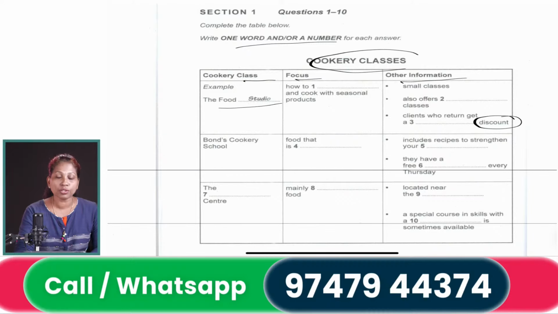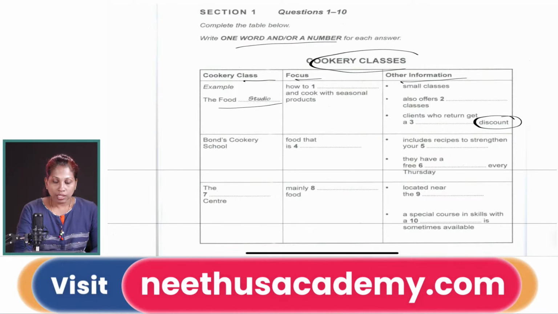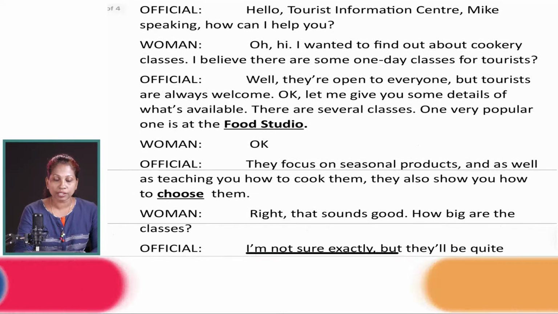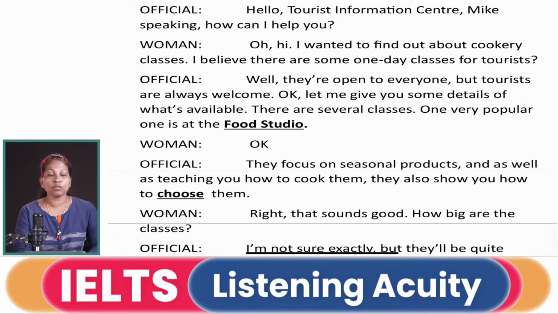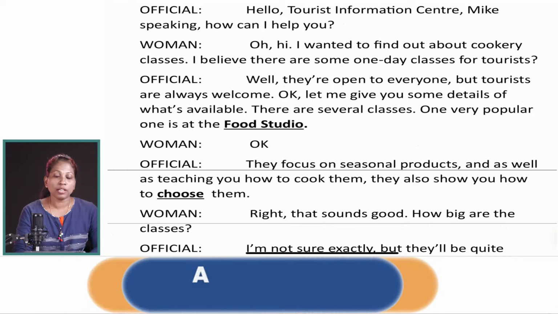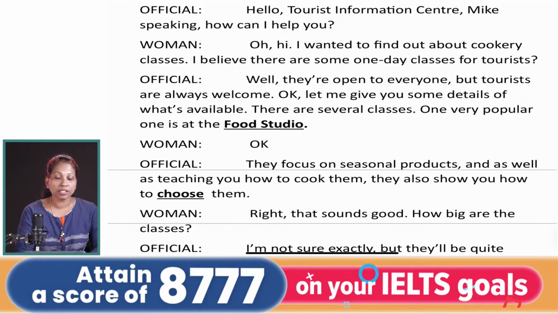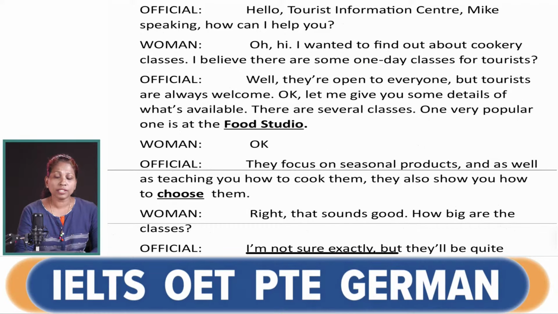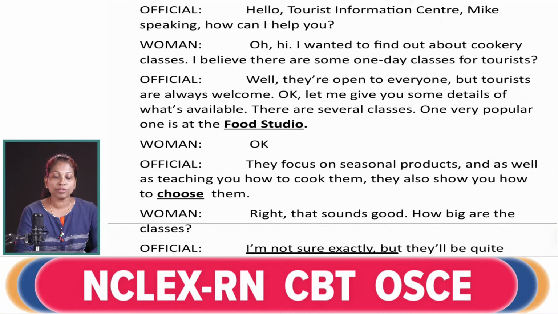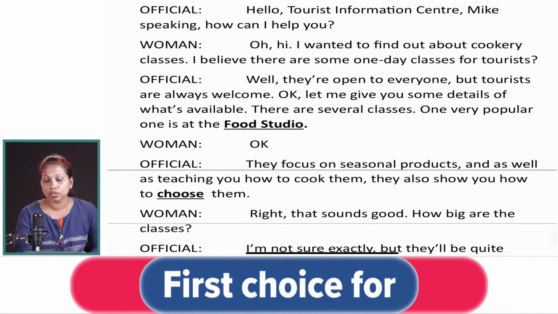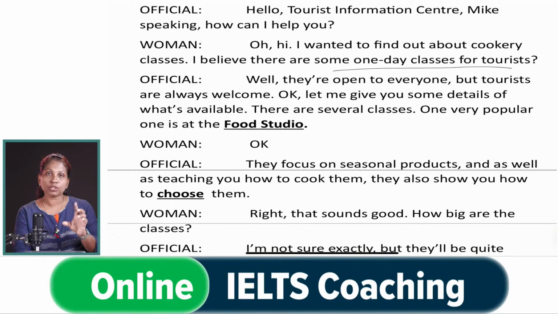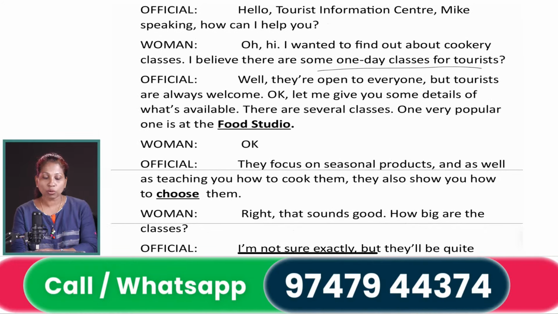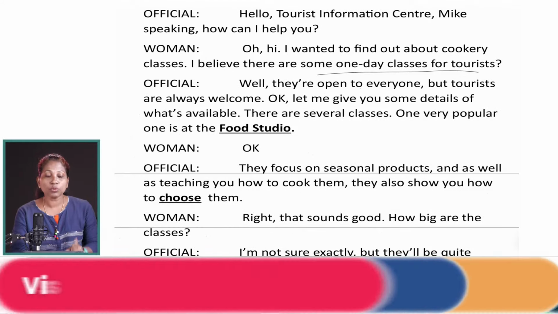For that we have to go to the audio script, because we already heard the audio clip. Okay, so let's start with the beginning. Like I told, it's a conversation. There's an official who says, "Hello, Tourist Information Center, Mike speaking, how can I help you?" The woman on the other side says, "Oh hi, I wanted to find out about cookery classes. I believe there are some one-day classes for tourists." Now this says one-day classes, small classes, short, for tourists. Official: "Well, they are open to everyone, but tourists are always welcome."